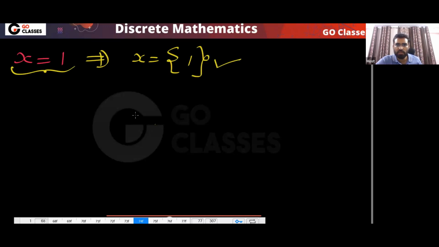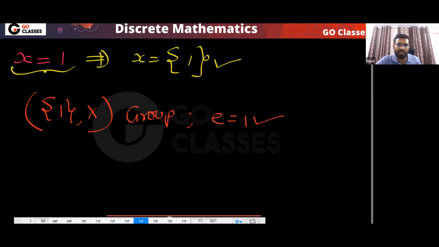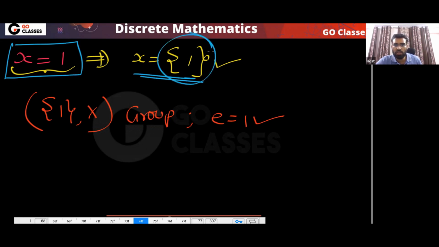So can I say this is a group under multiplication? Your base set only has 1. Is it a group under multiplication? Yes, this is definitely a group, because 1 is the identity element. So if I have the equation x equal to 1, then the only solution is this, and hence I can say all the solutions under multiplication form a group.